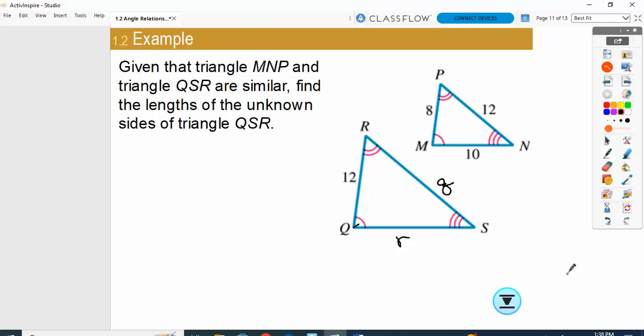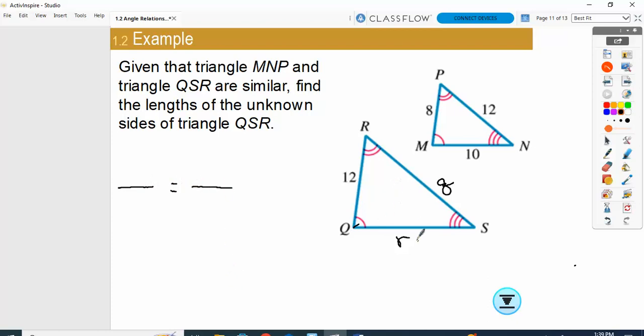Do you have any idea how we would go about finding the sides? They're not just equal like the angles are, but what did I tell you about the sides? They're proportional. How do you set up a proportion? What's a proportion? What's it look like? It's like a fraction equals a fraction.